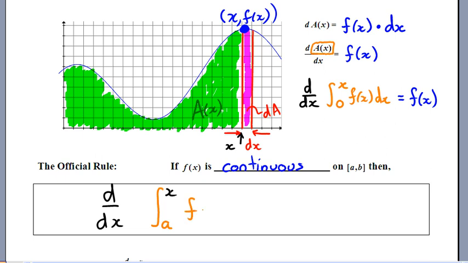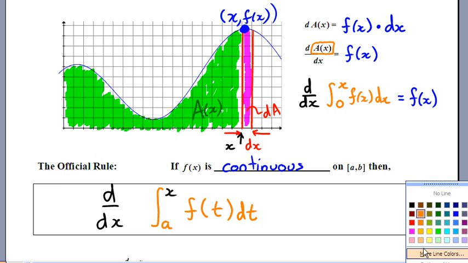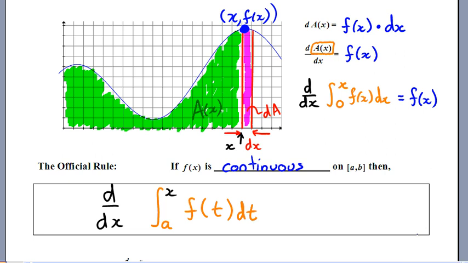Now you can actually put any variable in here, and I'm going to deliberately do that just to emphasize that this is what we call a dummy variable. It doesn't really matter what you put here as long as it shows up right here as well. So often for this rule, we'll put it in just to emphasize that it could go there. That value, the derivative of how fast the integral is changing, is just exactly equal to the current height of the function. So what does this look like to operate this process?